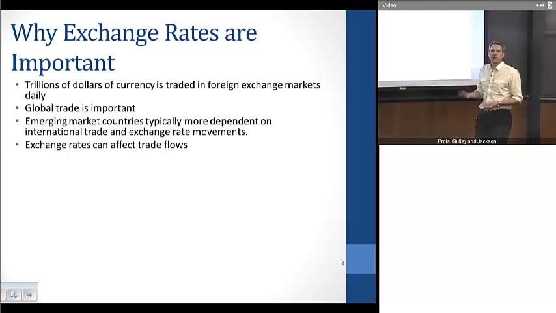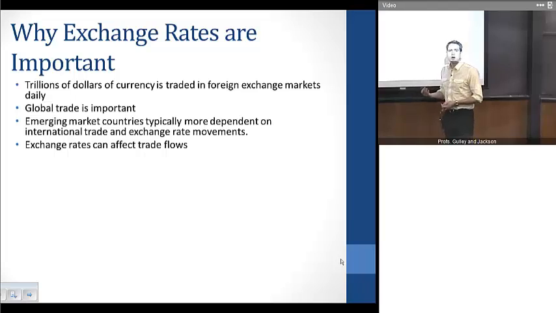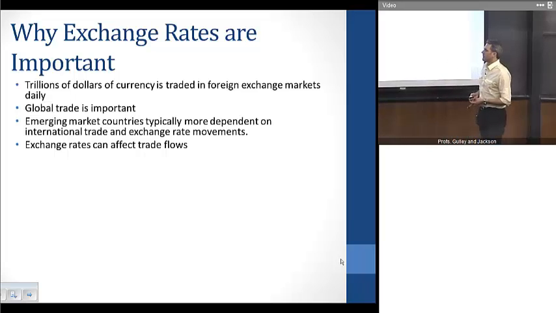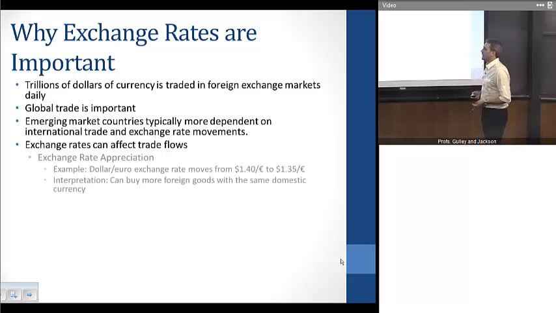As we've seen over the last 10 or 20 years, global trade is important. It becomes increasingly more important as more countries become open to trade. Emerging markets in particular typically are more dependent on international trade, based upon just the structure of their economies. Because of that, they're much more concerned with exchange rate movements. And so, not surprisingly, exchange rates can also affect trade flows, as we'll see in a second.